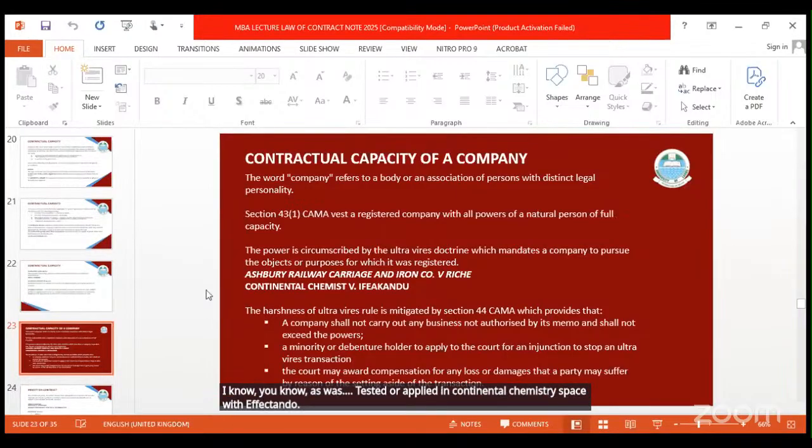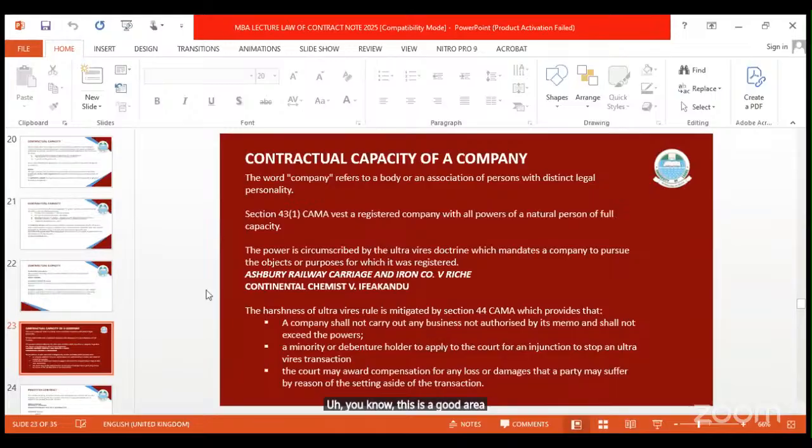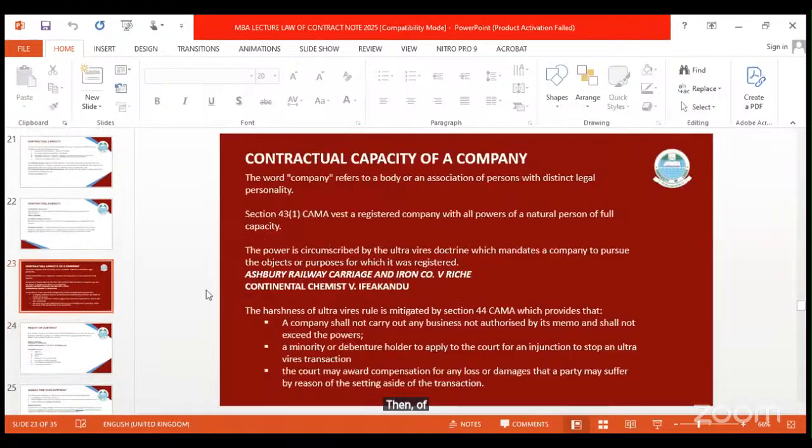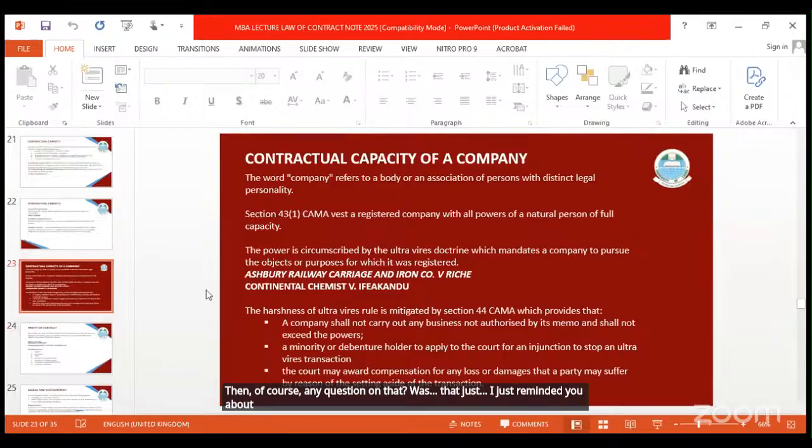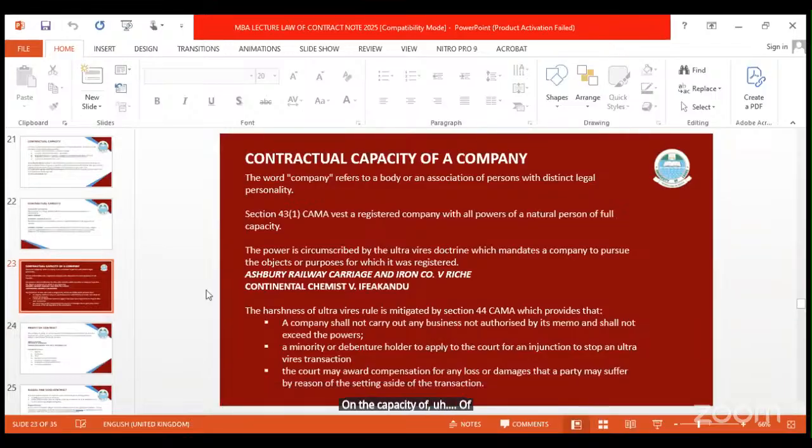These are good areas for exams anyway. One can just ask you something on the extent to which the law has mitigated the harshness of the ultra vires rule. Very good place for exam. Then, of course, any question on that? I just reminded you about that aspect because we treated capacity before under capacity of contracts. Any question?